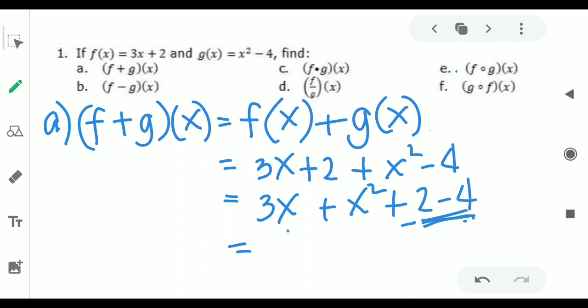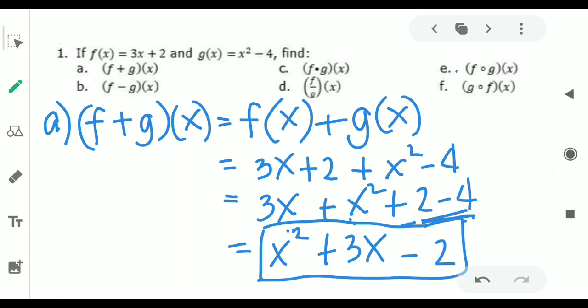So we can also rearrange this. X squared will come first because it has the highest exponent. Then we have plus 3x. Then 2 minus 4 is negative 2. So our final answer here is x squared plus 3x minus 2. Okay, next, let's proceed to subtraction of functions.